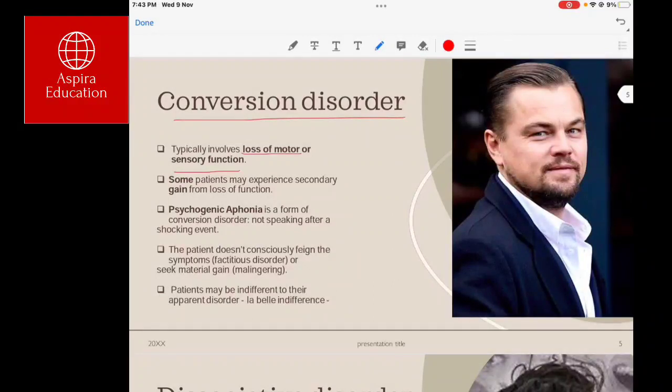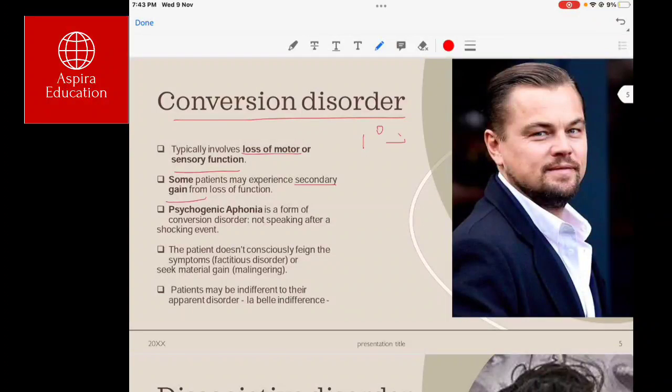These patients are not, it's not a factitious disorder. That means that they are not faking it, or malingering. That means that they're not doing it for any secondary gain. They truly feel that they have lost the power of the arms or the legs. They truly feel that they have lost their voice. But see, there is something like secondary gain, so you have to understand what is secondary gain and what is primary gain.